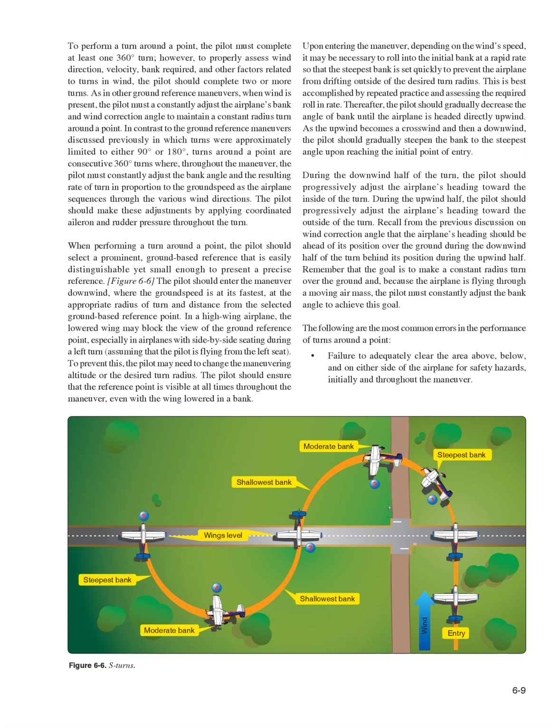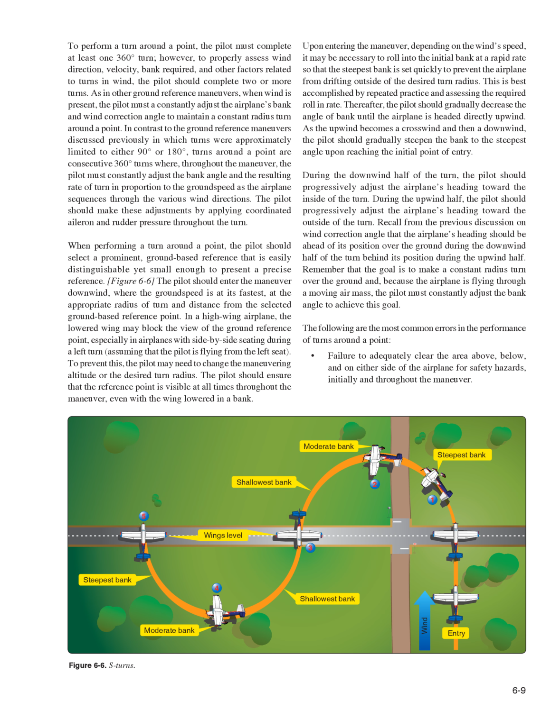During the downwind half of the turn, the pilot should progressively adjust the airplane's heading toward the inside of the turn. During the upwind half, the pilot should progressively adjust the airplane's heading toward the outside of the turn. Recall from the previous discussion on wind correction angle that the airplane's heading should be ahead of its position over the ground during the downwind half of the turn, behind its position during the upwind half. Remember that the goal is to make a constant radius turn over the ground, and, because the airplane is flying through a moving air mass, the pilot must constantly adjust the bank angle to achieve this goal.